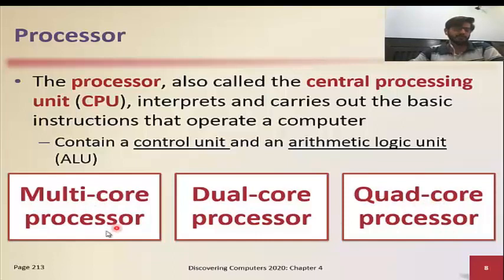And similarly we have a multi-core processor available. Maybe you have an octa-core processor available in the market, and it works in the server's environment. So if you are combining processors together, that becomes dual core, quad core, octa core, and so on.